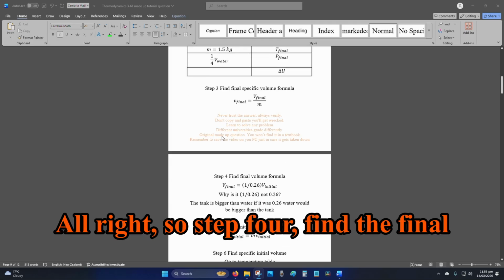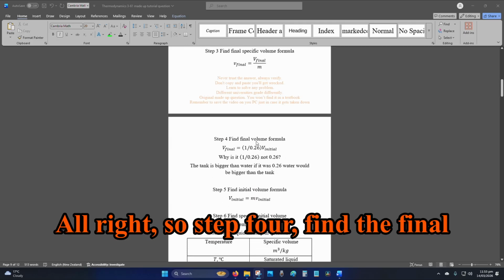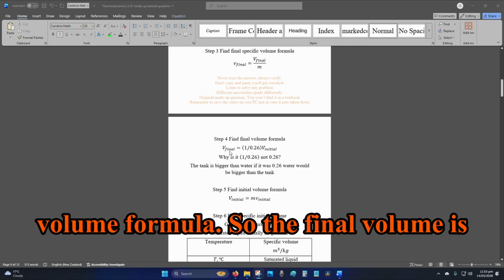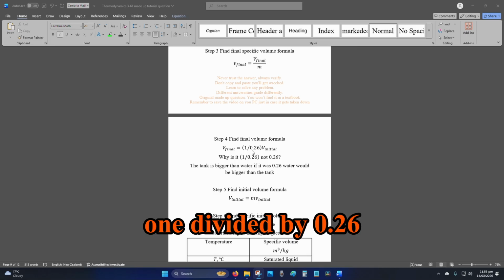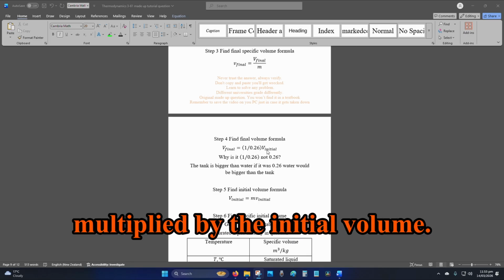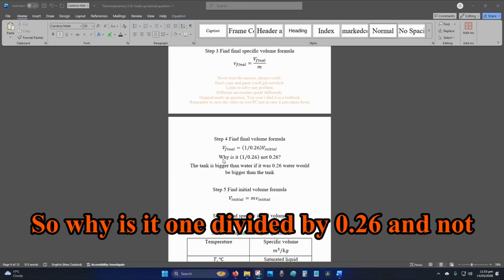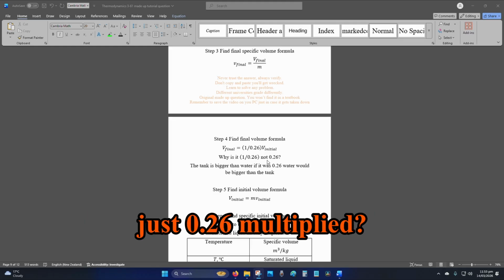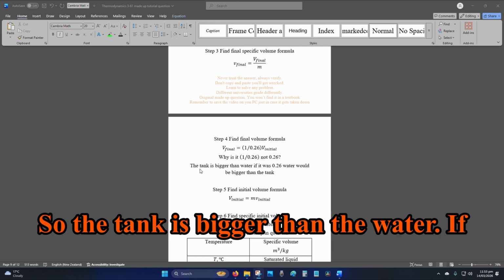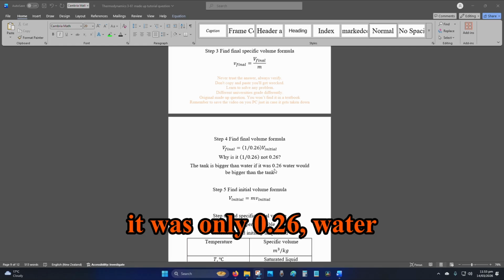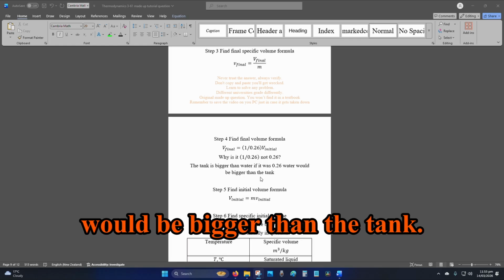Alright, so step 4, find the final volume formula. The final volume is 1 divided by 0.26 multiplied by the initial volume. So why is it 1 divided by 0.26 and not just 0.26 multiplied? The tank is bigger than the water. If it was only 0.26, the water would be bigger than the tank.